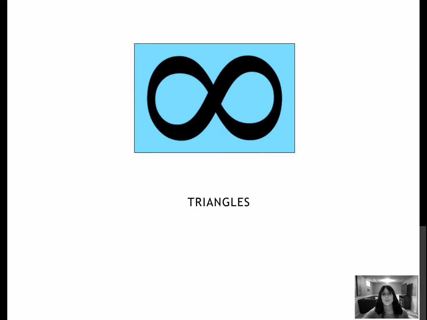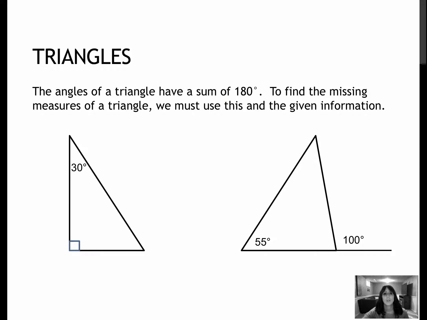This lesson is on triangles. So the angles of a triangle have a sum of 180 degrees. To find the missing measure, we have to use this and whatever given information that we have, as well as possibly some other information as well. So let's take a look.